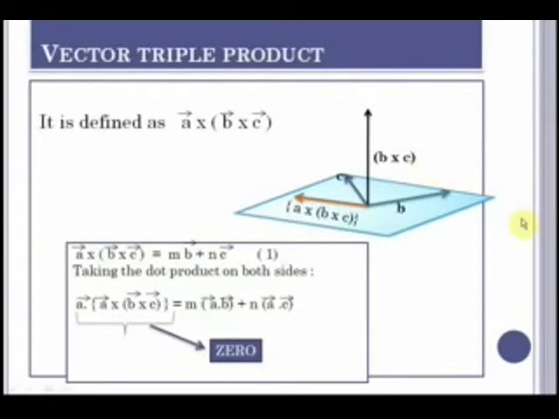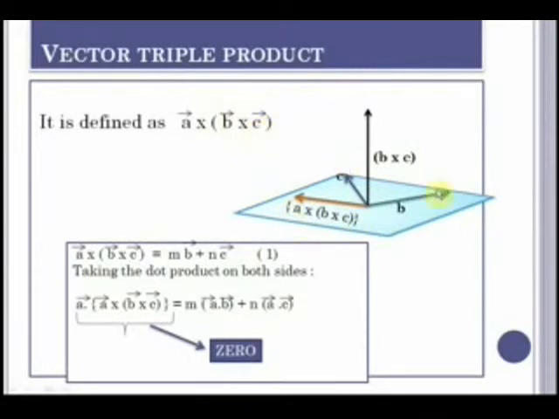The second type of triple product is the vector triple product. Earlier we have seen the scalar triple product, which results in the generation of a scalar quantity. Now this triple product would generate a vector quantity. This vector triple product is defined as A cross of B cross C. So first we get B cross C, then we again take a cross product with another vector A to get the final A cross B cross C.